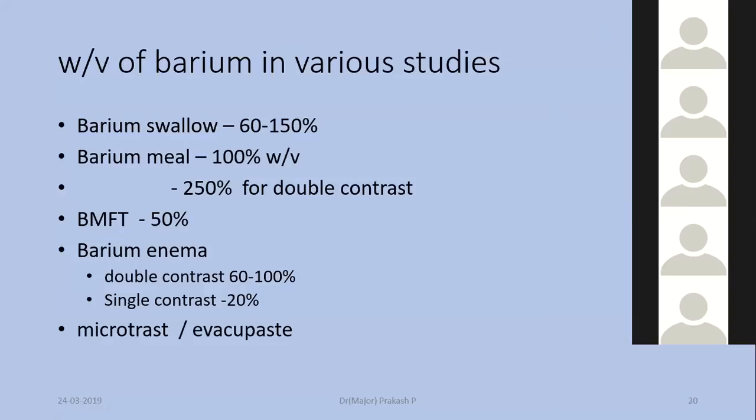This is a chart of weight by volume of barium in various studies. This is also a must for all of you who are about to appear for exams. Please note the various weight by volume percentages. It is mandatory that you know all these, because any examiner who enters into barium is bound to ask you these questions. A barium swallow is 60 to 150. A barium meal, 100% weight by volume. For double contrast, it's 250%. Barium meal follow-through, 50%. The barium enema, double contrast, is 100%, and single contrast at 20%. I am sure many of you are not using barium paste nowadays. Most of you, I am 100% sure, will be using Microbar or the solution which is being used. But these are basics which you should know.